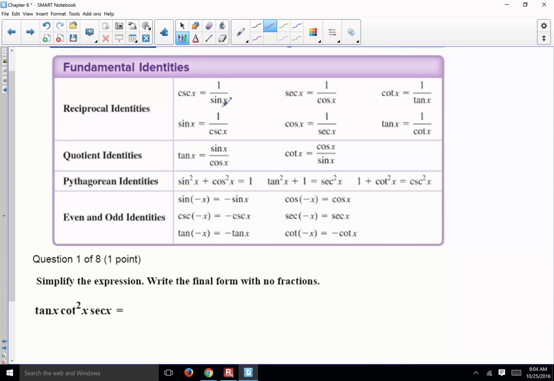So cosecant is 1 over sine, secant is 1 over cosine, cotangent is 1 over tangent, tangent is 1 over cotangent, cosine is 1 over secant, sine is 1 over cosecant. Look, you can kind of flip these two.